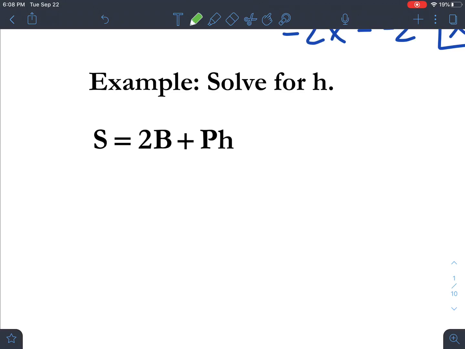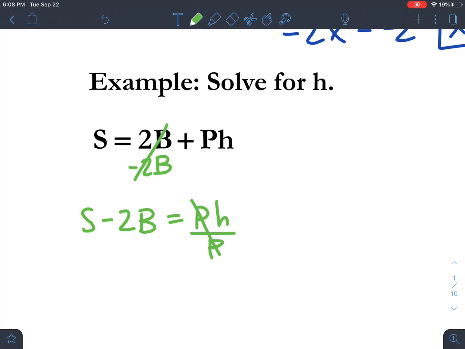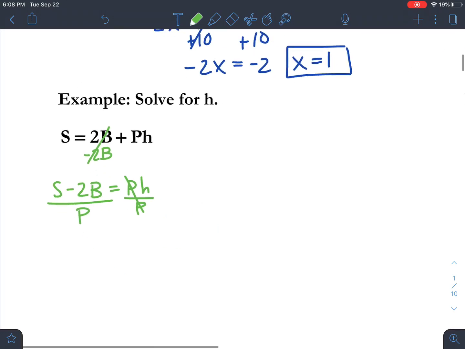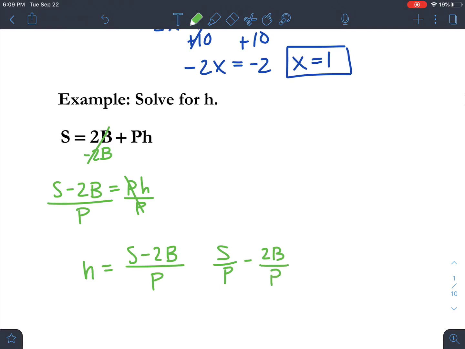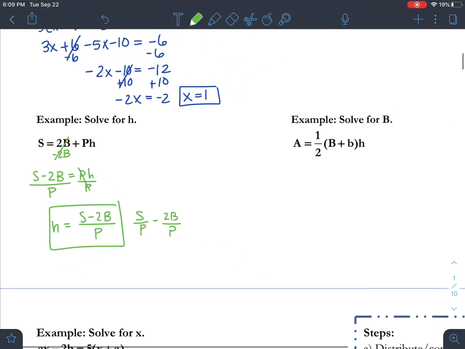So we do our normal tactics here, which would be subtracting things that are added. So s minus 2b equals ph. And then we are multiplying by p, so we'd have to divide both sides by p. Okay, so final answer here, you could write it as s minus 2b over p, or you could split it up if you want, but you do not have to. Okay, if you guys remember, this is surface area of a prism, if you forgot. So that's solving for the height. Okay, so there's your two available answers, solving for h.